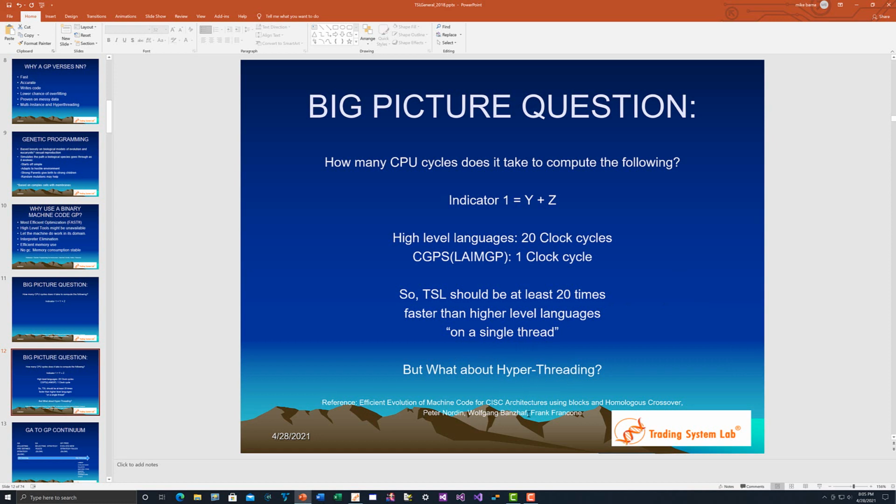And here's the peer-reviewed white paper that goes over this calculation, and you can download this on our website under literature. It's the efficient evolution of machine code for CISC architectures using blocks and homologous crossover. And it's written by these individuals, including our partner at RML, Frank Francone.